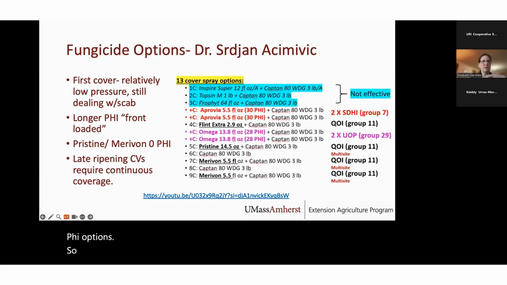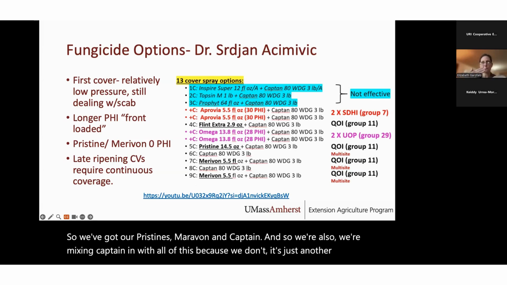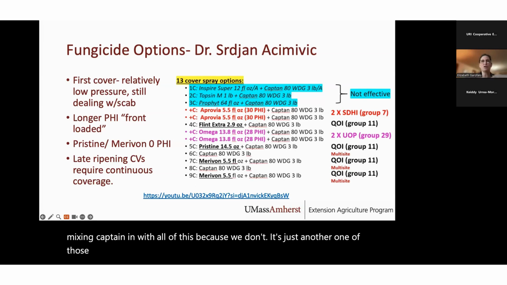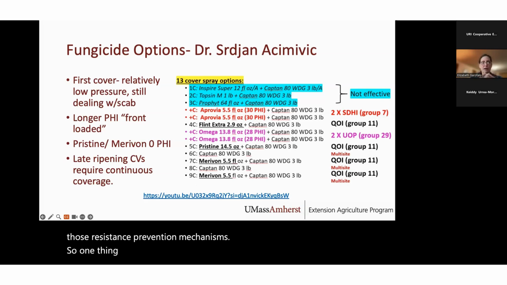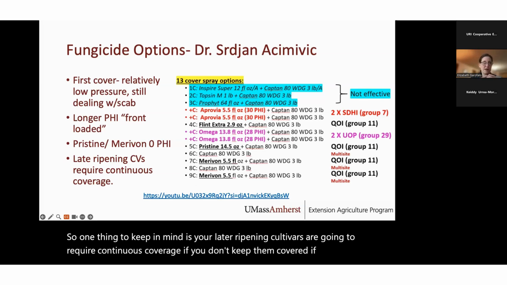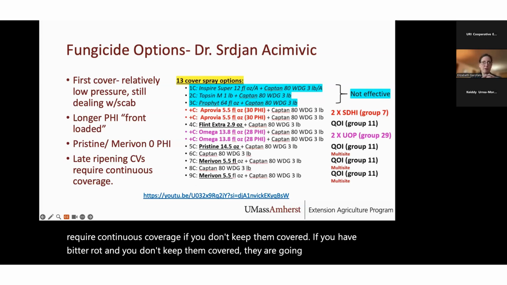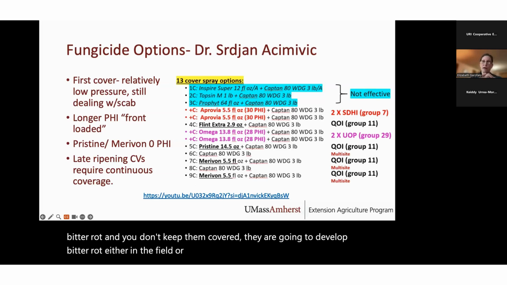So we've got our Pristines, Maravon, and Captan. And we're mixing Captan in with all of this because it's just another one of those resistance prevention mechanisms. One thing to keep in mind is your later ripening cultivars are going to require continuous coverage. If you have bitter rot and you don't keep them covered, they are going to develop bitter rot either in the field or later in storage. And then that disease is going to continue to spread throughout, it'll spread through your bins.